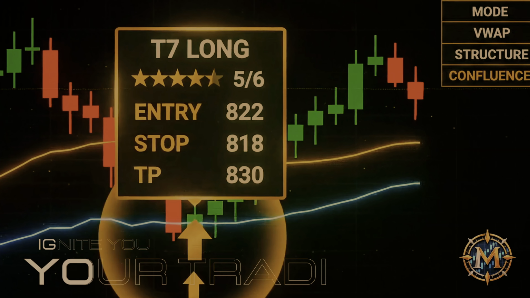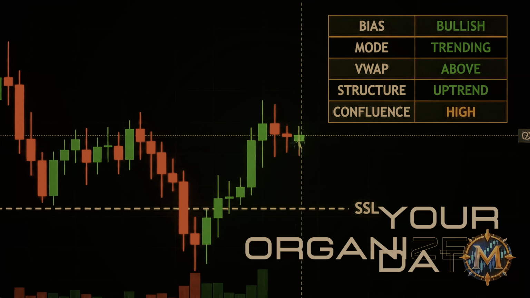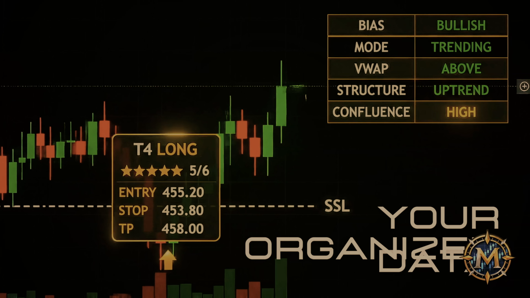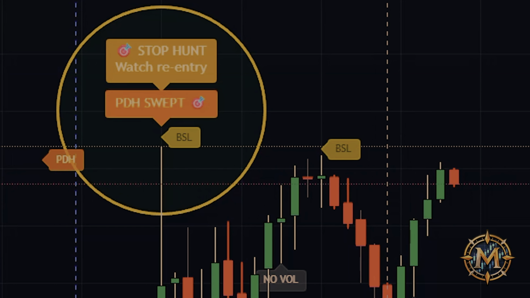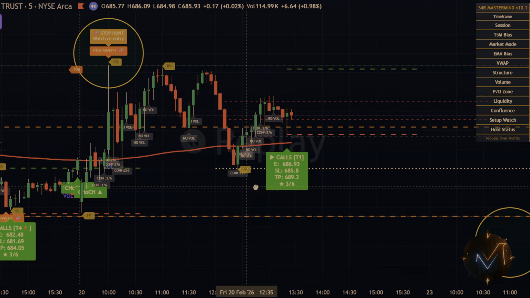Pretty much it's telling you what's going on. It's telling you when there's institutional volume. It's telling you when they're seeking buy side or sell side liquidity. It's telling you when they're doing stop loss hunting. It's telling you if you're breaking structure. It shows you your previous day high and your previous day lows.